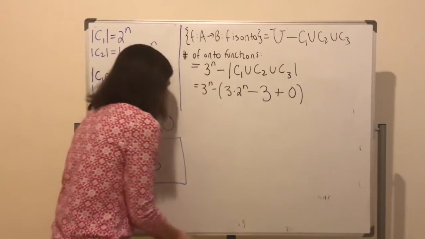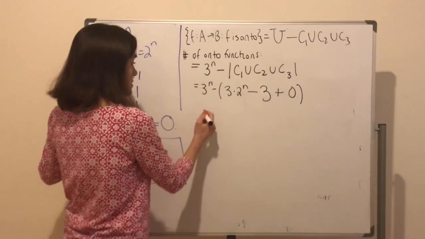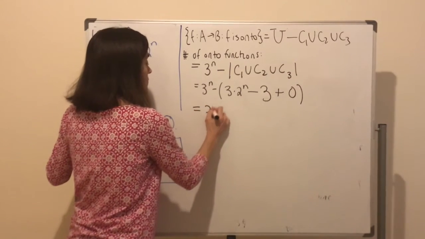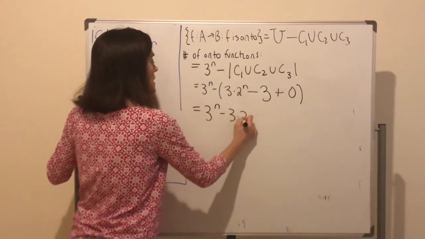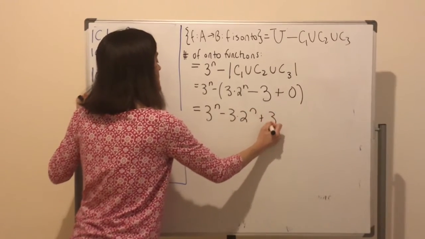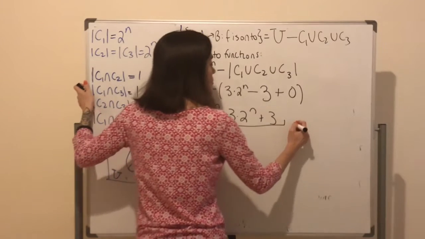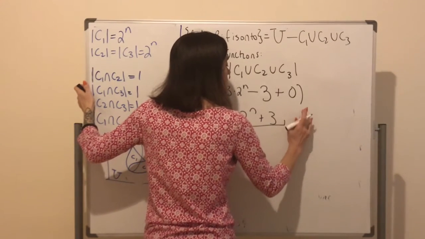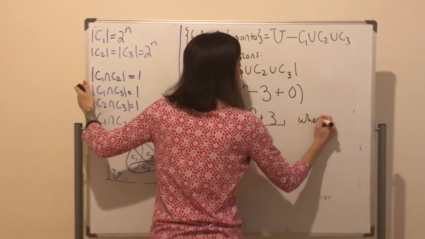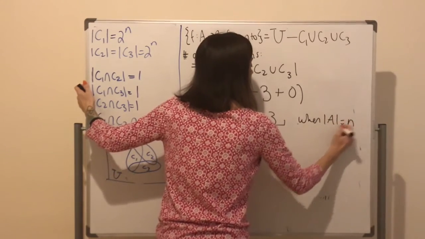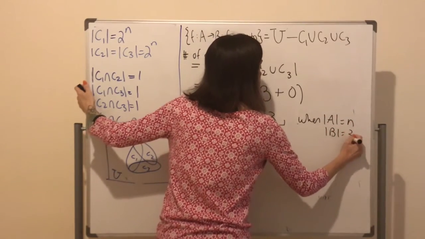Okay, well, now let us just distribute the minus sign. We have 3 to the n minus 3 times 2 to the n plus 3. So this we have counted. This is the number of onto functions when the cardinality of A is n and the cardinality of B is 3.